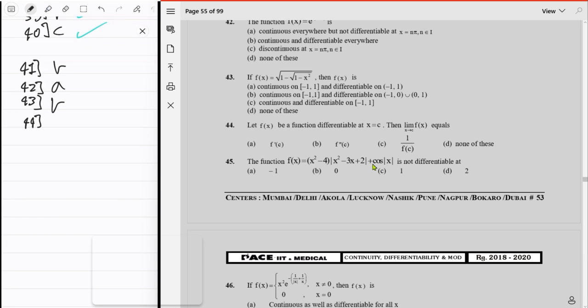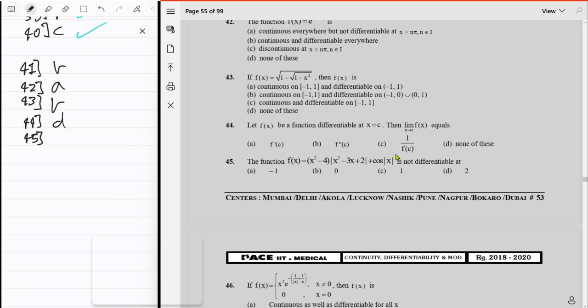I don't know. That doesn't look correct. It should be f of c, not f dash or whatever this thing is. And no, it cannot be 1 upon f of c. That would not be correct. For example, just take. Why do I even have to give an example? Just none of these. 45.